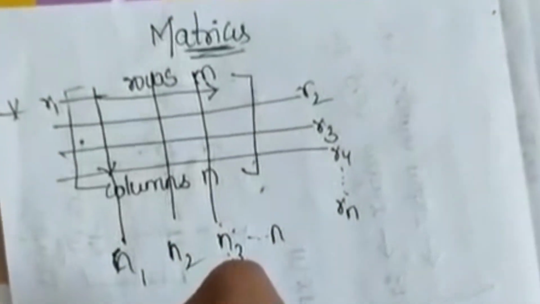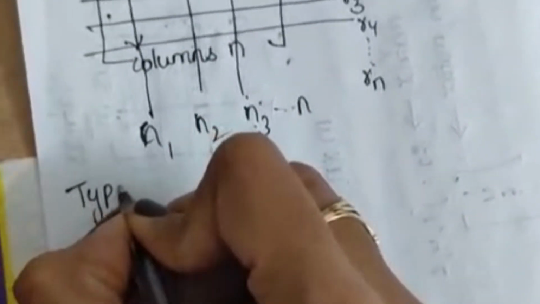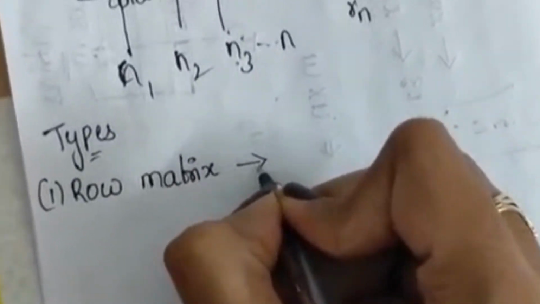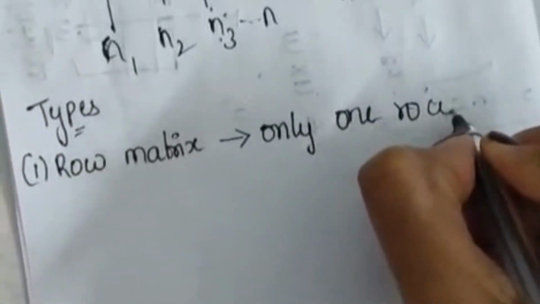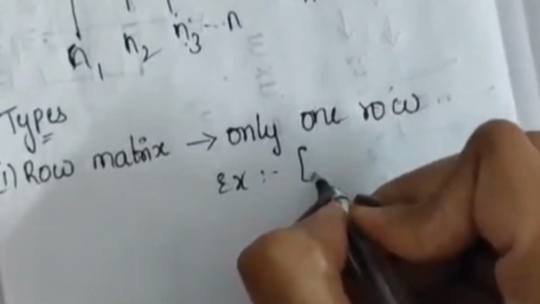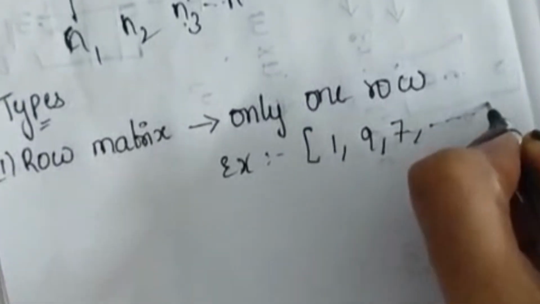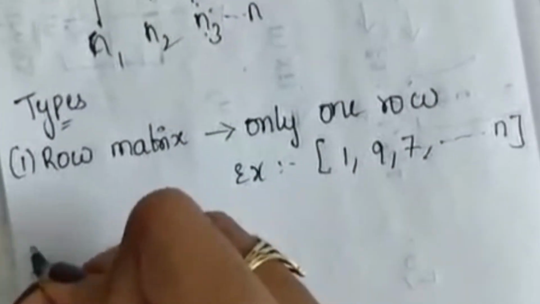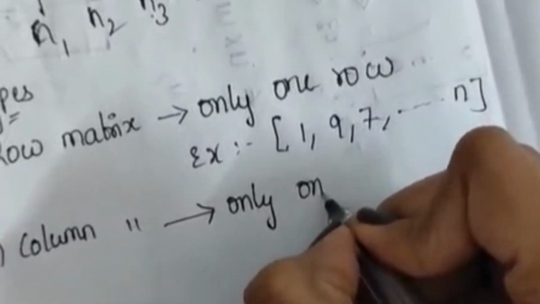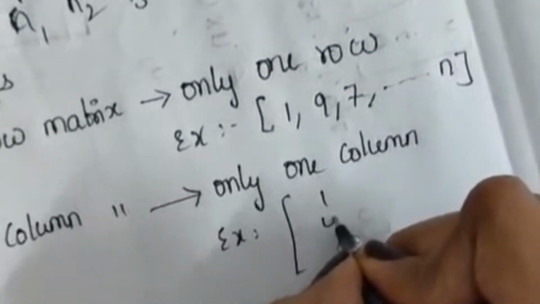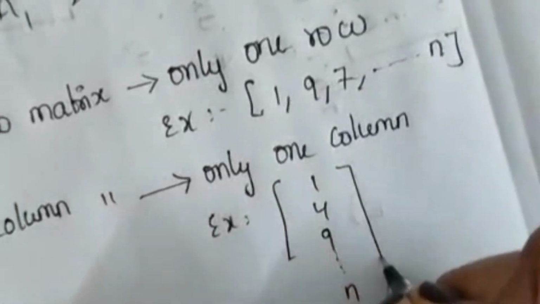Now there are different types of matrices. The first type is the row matrix, a matrix which consists of only one row. Example: 1, 9, 7, and so on up to n elements. Now, the second is the column matrix. A column matrix is a matrix which consists of only one column. Example: 1, 4, 9, and so on up to n number of elements.